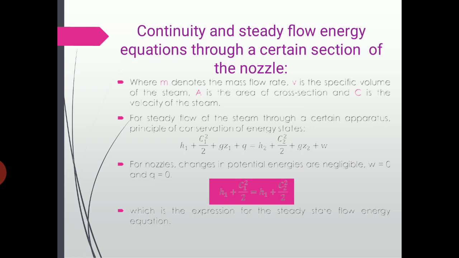Okay, so what are the different energies that will be taking place? One is H1, H2. Those are enthalpies. What is enthalpy? H is equal to U plus PV. It is the sum of the internal energy U and the product of pressure and volume.